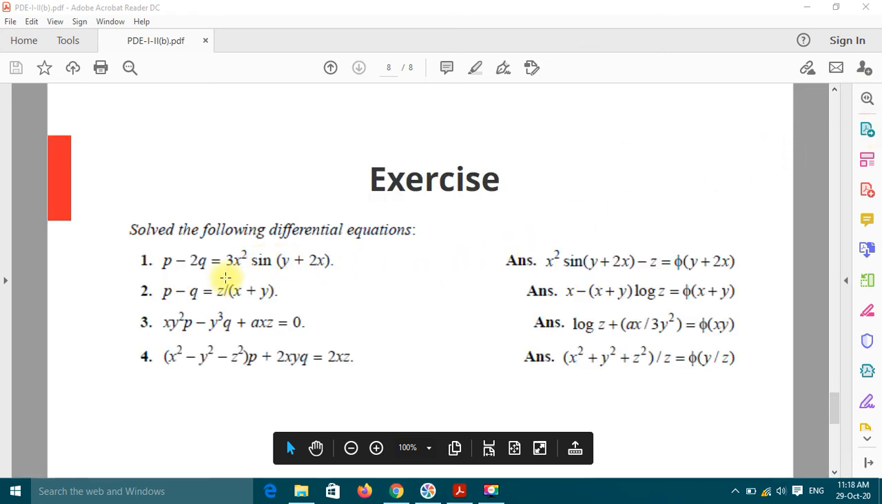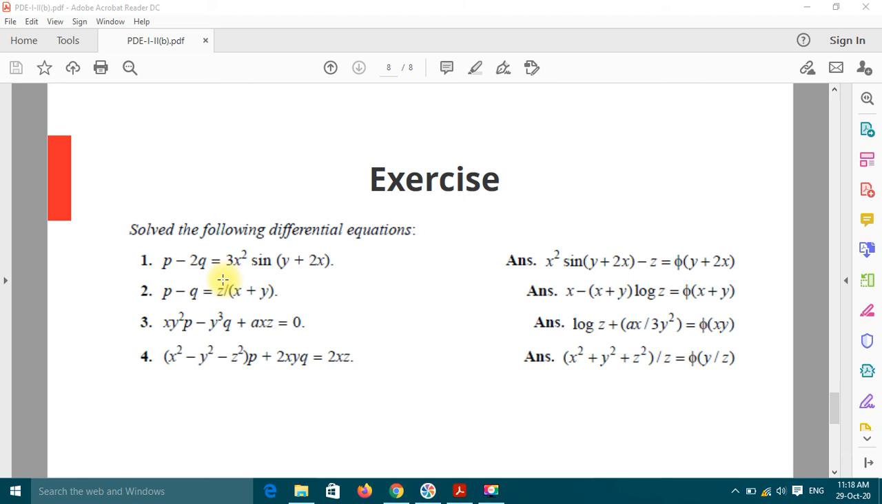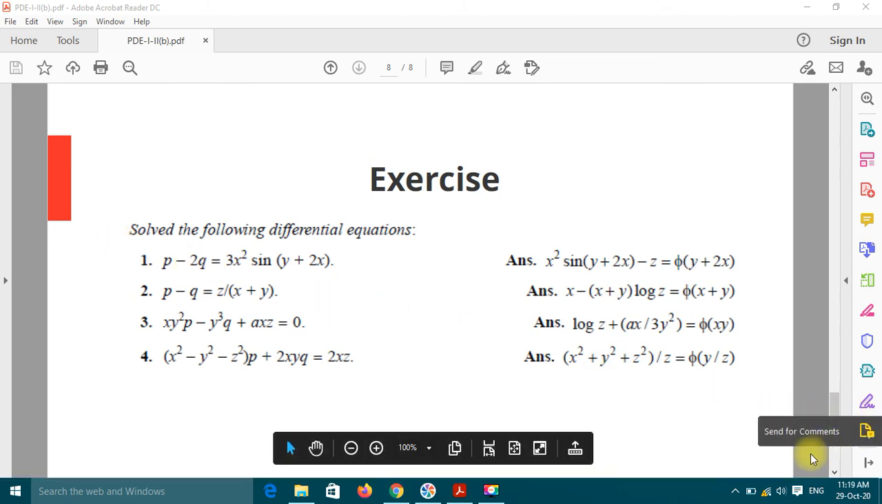This is the exercise, and I suggest you solve this exercise, and you must be benefited by solving it. Okay, thank you.